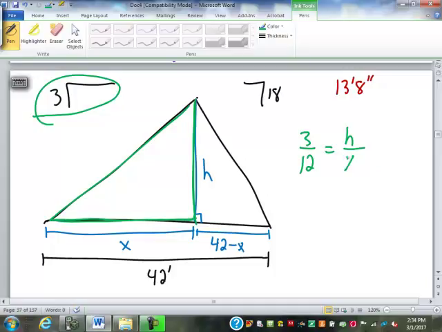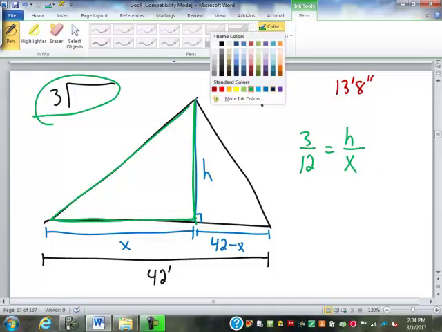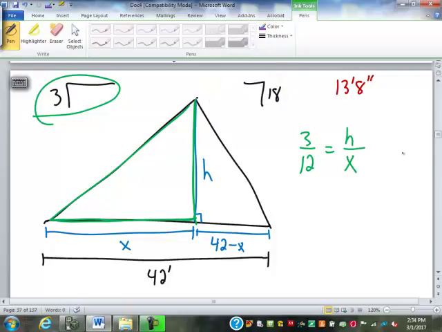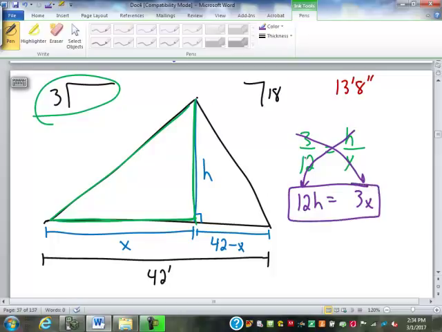X. So again, here we cannot just cross multiply and divide because we have two variables, two unknowns. So we're going to cross multiply in each direction and set them equal to each other. So I've got 3 times X is 3X. And so H times 12 is 12H. So 12H equals 3X. So I'm going to leave that for now.